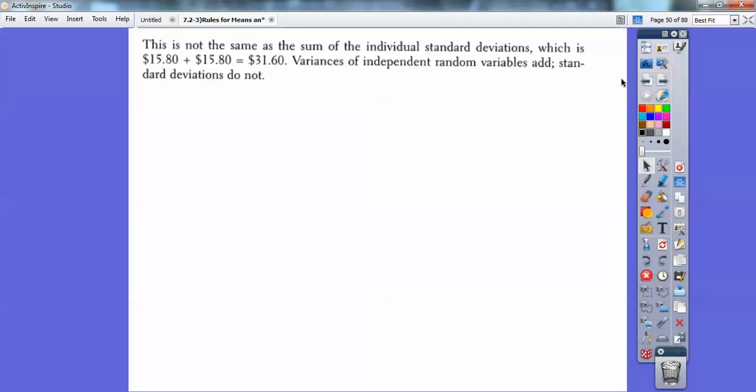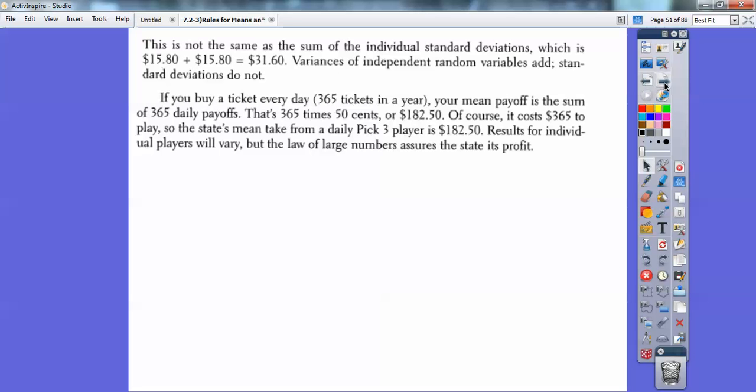So if you buy a ticket every day, 365 tickets a year, your mean payoff is the sum of the 365 days. That means you get 50 cents each day, or $182.50. But don't forget, you paid $365 to play. So the Tri-State lottery, by the law of large numbers, collects from everybody $182.50 if they play every day.